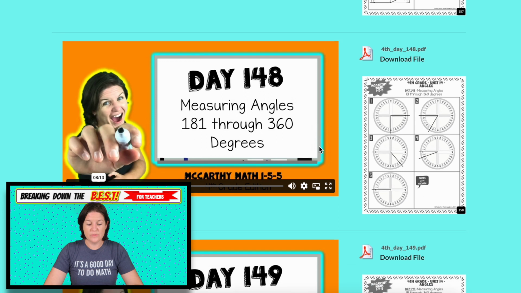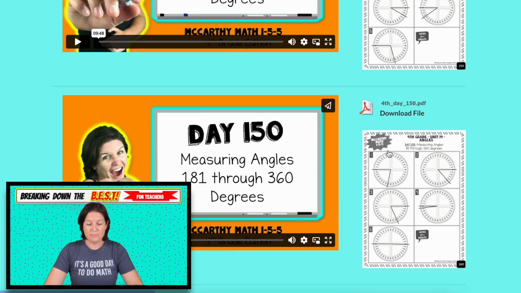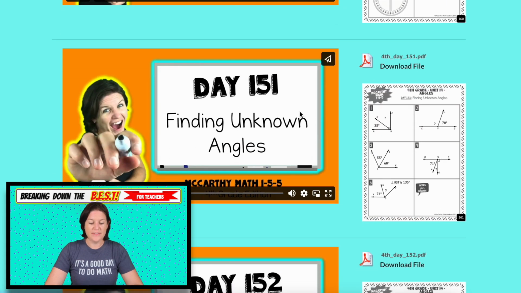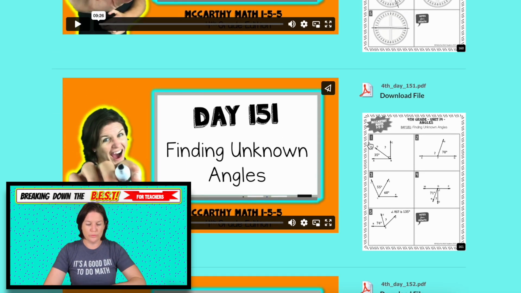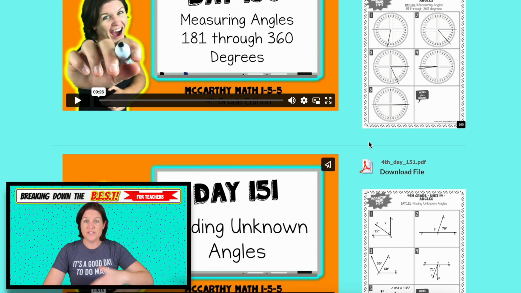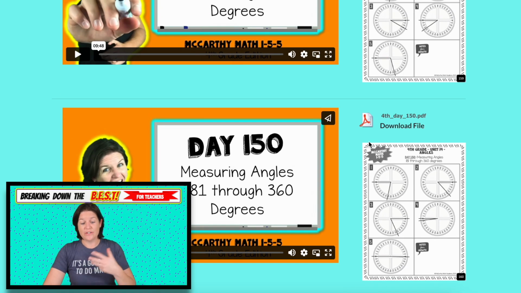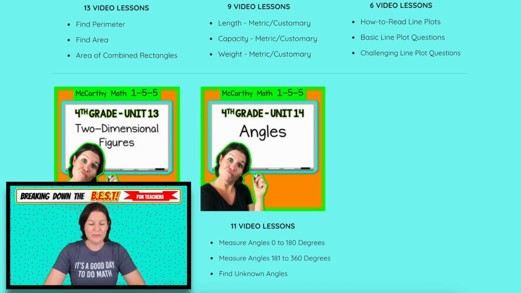Day 147, 148, 149, and 150 are measuring using that circle protractor. And then finding the unknown angles we will get to in the next unit. So those don't really pertain to this standard, but you can see that you can use them in the next standard coming up. So these definitely do align. They're extra practice. There were just more components like the additive angles and estimating and all of that we needed for the B.E.S.T standards. But definitely come here if you have that McCarthy Math 155.